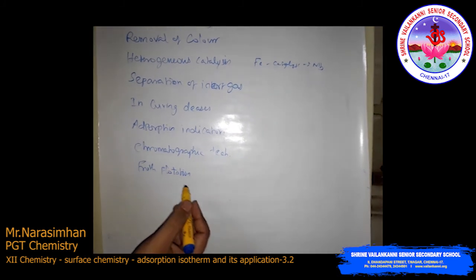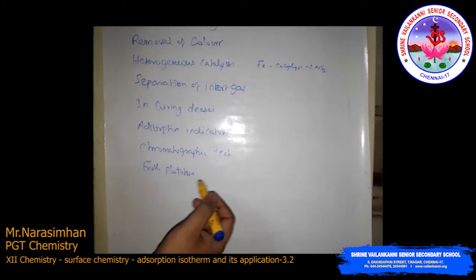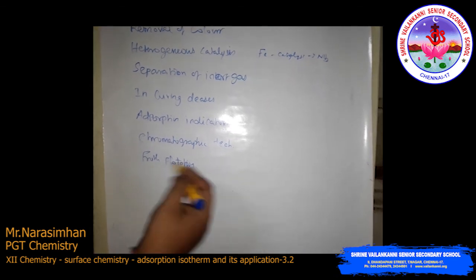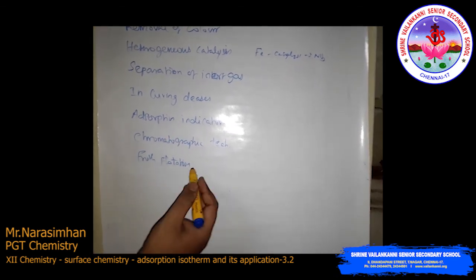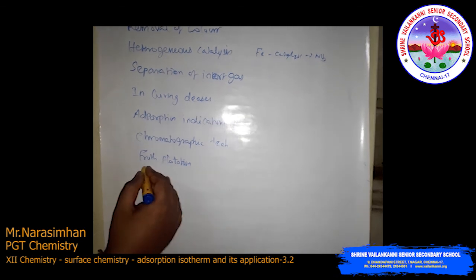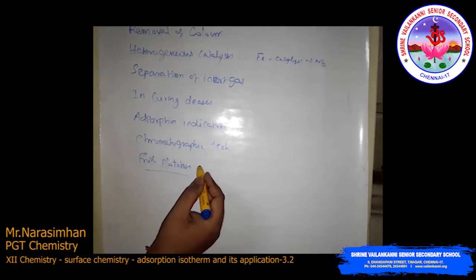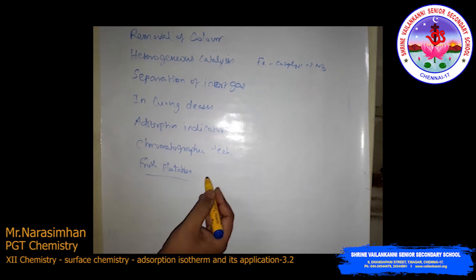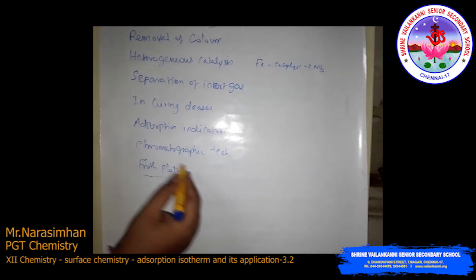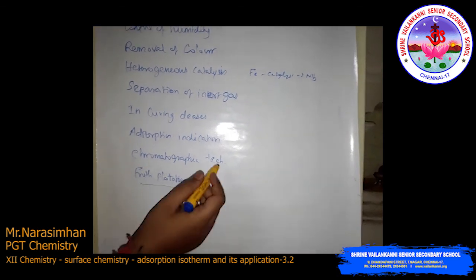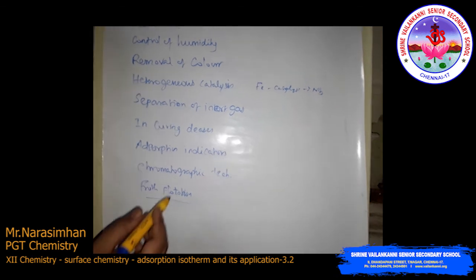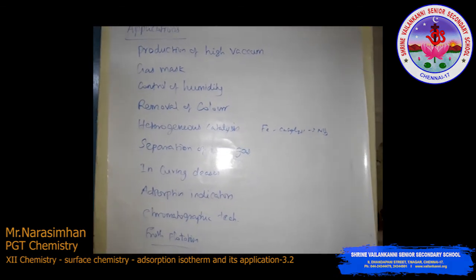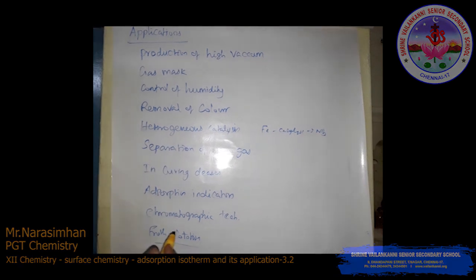Then the froth flotation process: low grade sulfide ores are concentrated by the froth flotation process. We will discuss this in the general principles and isolation of elements, along with the chromatographic techniques. Okay, this is the application of adsorption isotherms. Next is catalysis, which we will discuss in the next class.